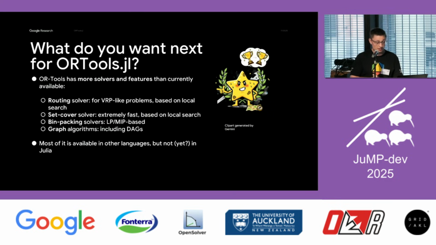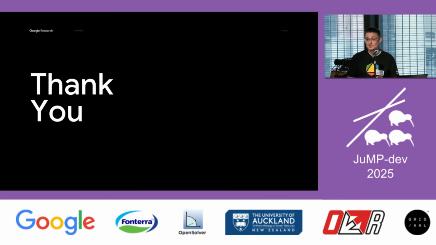So a lot of these features are available in other languages, but not all of them in Julia. For graph algorithms, Julia already has a huge ecosystem in terms of graphs, so that's not the most interesting part of ORTools to bring to Julia. But what about the other solvers? So mostly the routing solver, because a lot of people in academia really like this solver because it works well for their needs. So how would you like to use these features in Julia? So that's all I wanted to say for today.